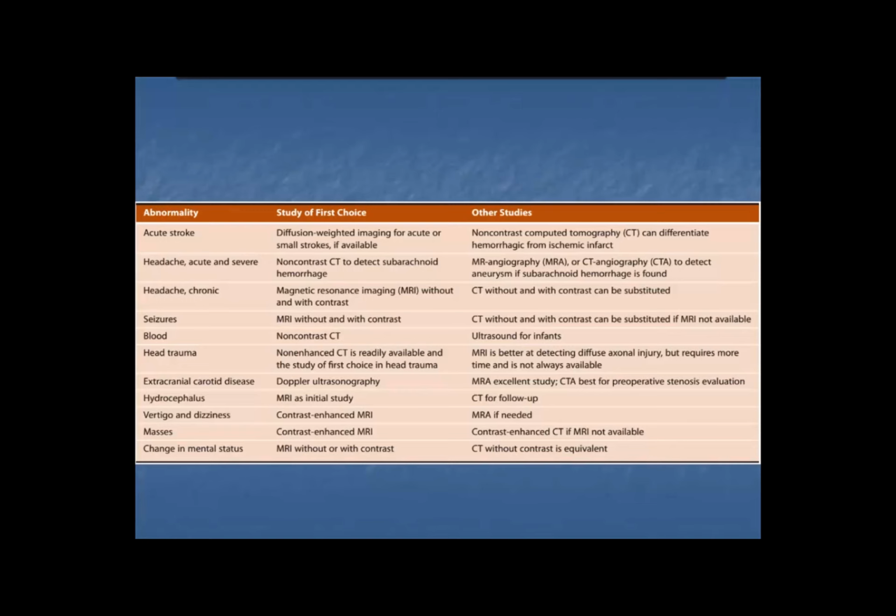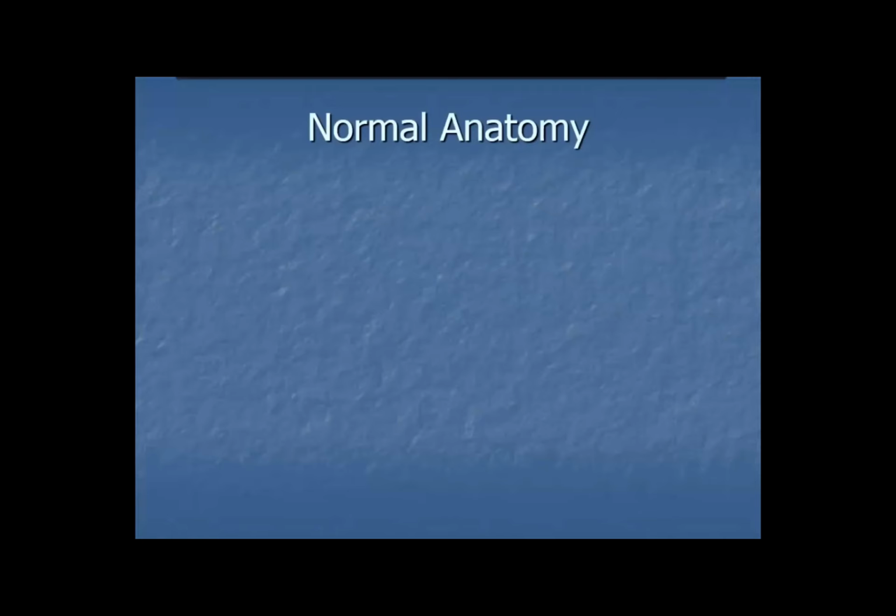For vertigo and dizziness, we should use the contrast enhanced MRI. Also can perform the MRI if needed. For the next, we should use the contrast enhanced MRI. The contrast enhanced CT also can be used if MRI is not available. For change in mental status, the MRI with contrast is the study of first choice. The CT without contrast is equivalent.